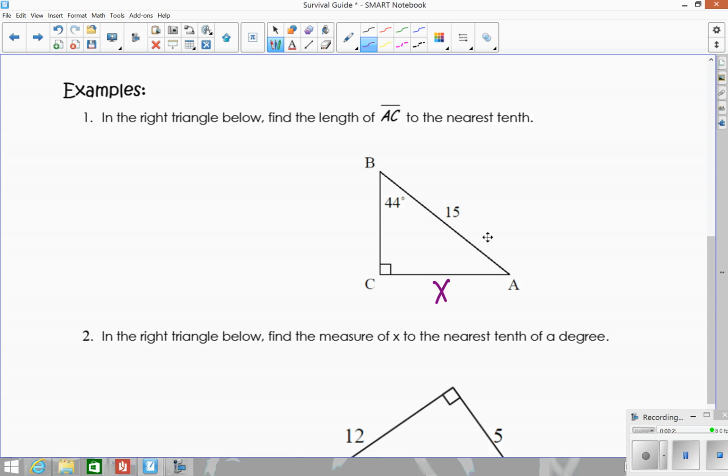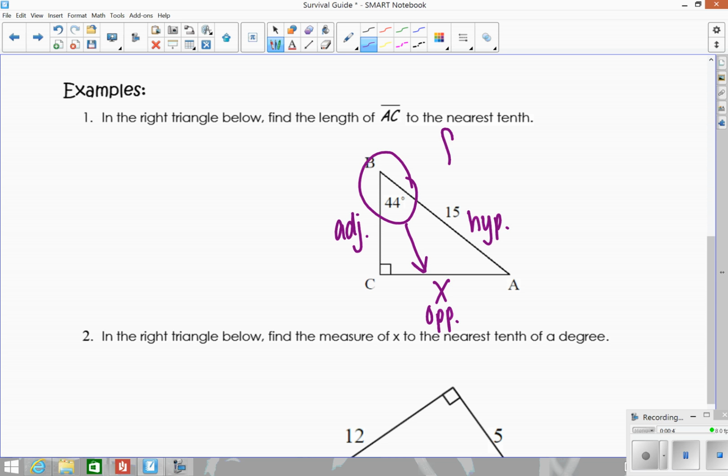So first thing you want to do is identify the opposite, adjacent, and the hypotenuse. So I'm going to circle the angle that they give me. I'm going to go across from it. That's going to be the opposite side. The hypotenuse will always be the side across from the right angle. And the adjacent will be the side next to the 44 that's not the hypotenuse. So this is going to be the adjacent side.